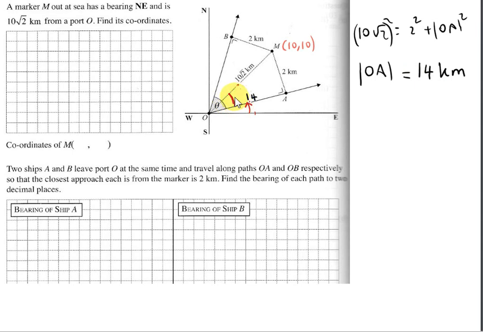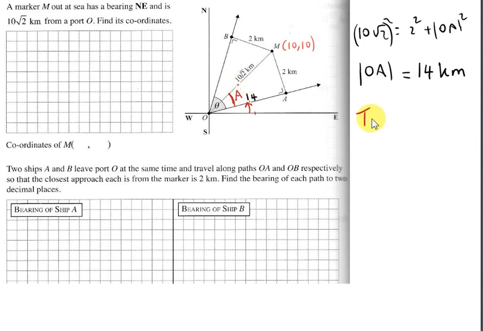Let's look at this angle here. I'll call this angle A. To find angle A, we could use the sine rule. We could say 2 over sine A equals 10 root 2 over sine 90 degrees. Or we could use one of the ratios of sides of a right angle triangle. We could say that the tan of A is 2 over 14, or the sine of A equals 2 over 10 root 2. So there's a number of ways we can do this.